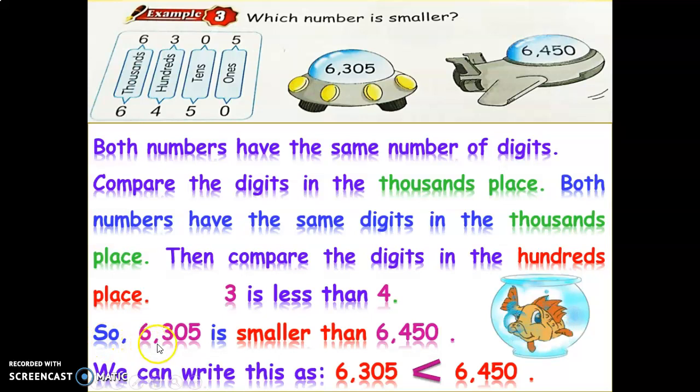So 6,305 is smaller than 6,450. We can write this as 6,305 is less than or smaller than 6,450.